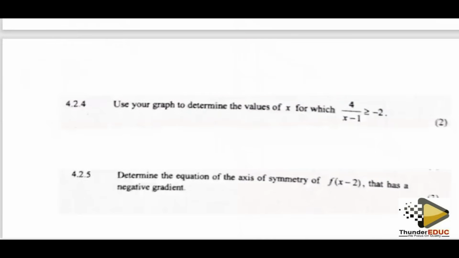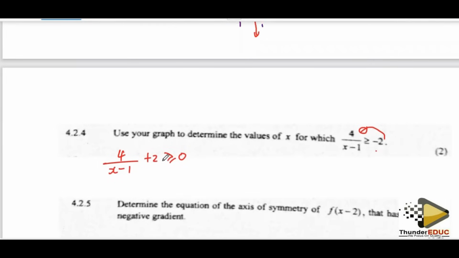They want us to use the graph to determine the values of x for which 4 over x minus 1 is greater than or equal to 2. So in this case, if I move this to this side, I'll get my original graph: 4 over x minus 1 plus 2 is greater than or equal to 0. So where do I find the function to be above the x-axis? That's what it means. y is greater than 0, because f of x is the same as y is the same as this function. Where do I find it above the x-axis?